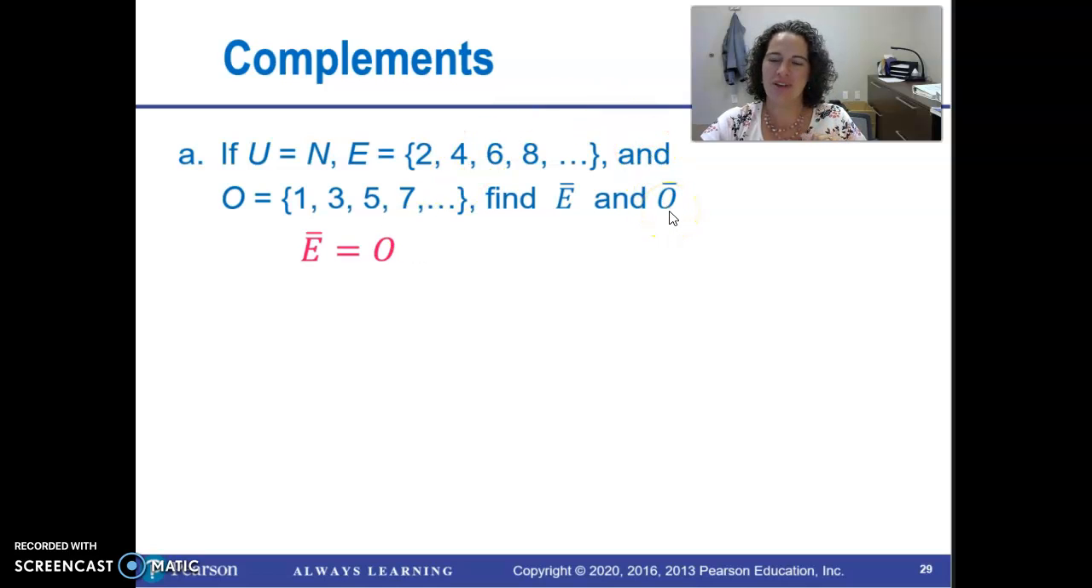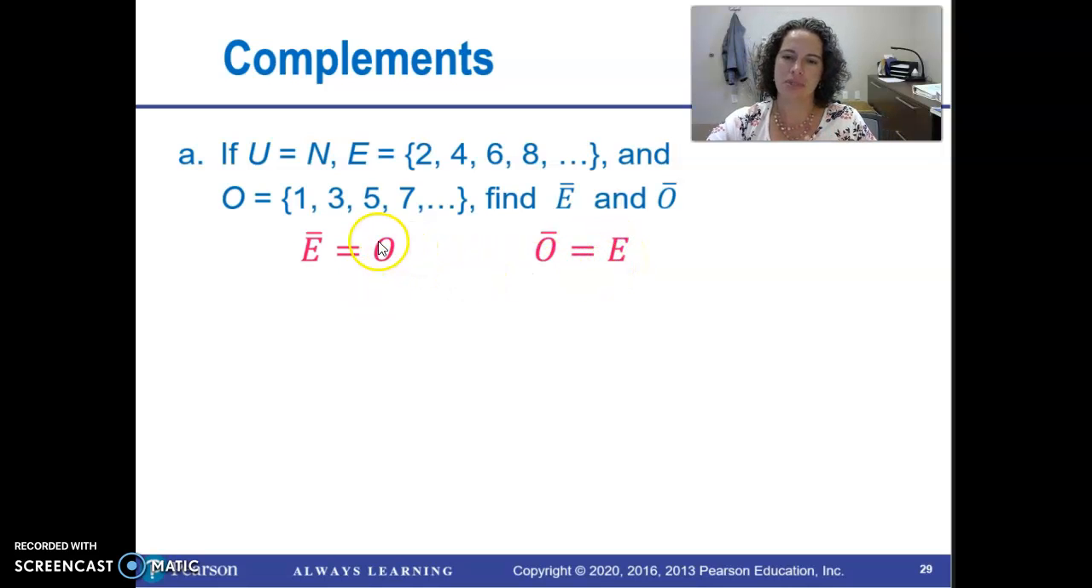Same type of thing for the complement of odd numbers. If you take the list of natural numbers and you toss out all the odd numbers, all you're going to have left are the even numbers. So the complement of O is E.